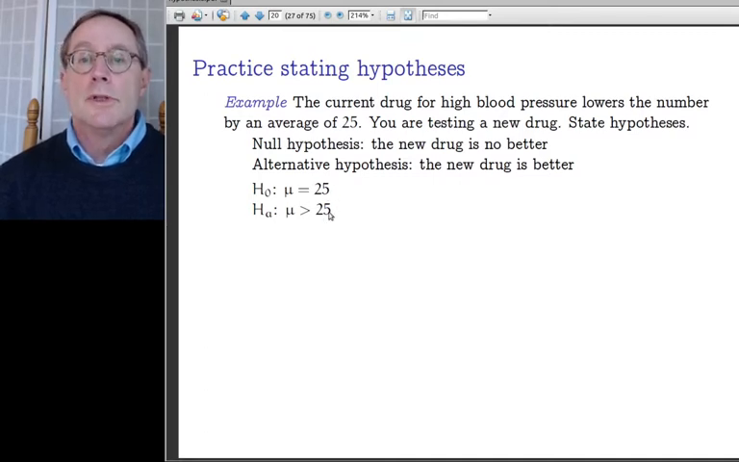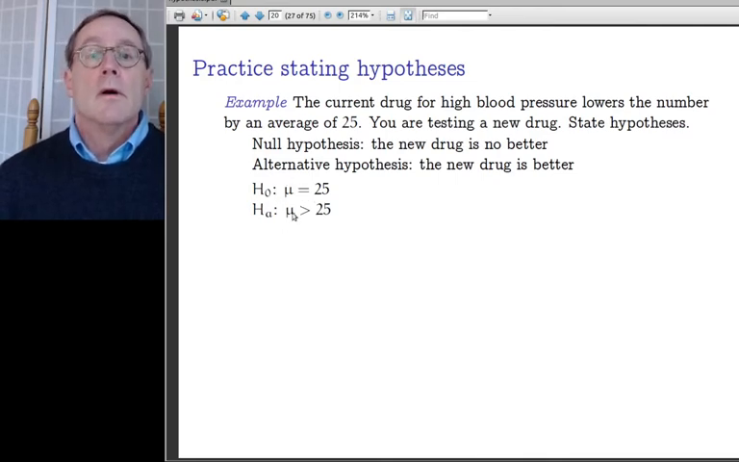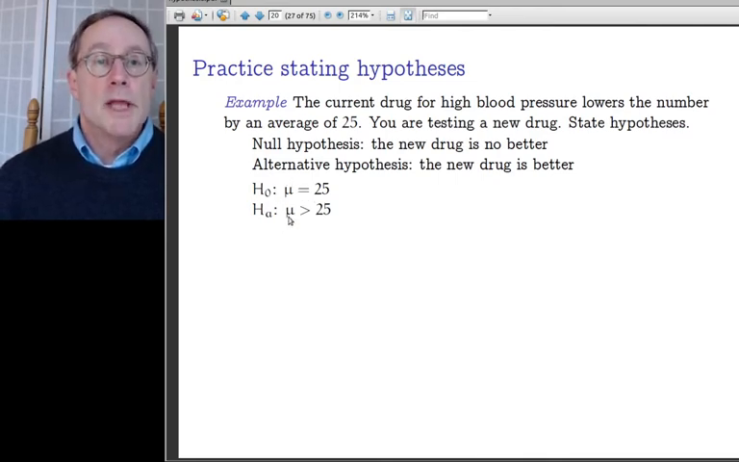These two numbers, 25s, they're always going to be the same. You won't ever have 25 here and 35 here. Never. They always have to be the same. What's here? So what's here is always a population number.